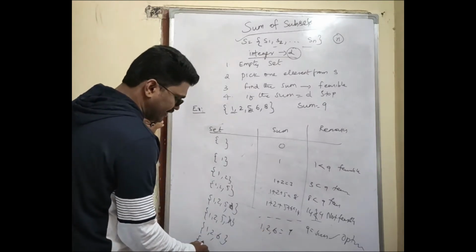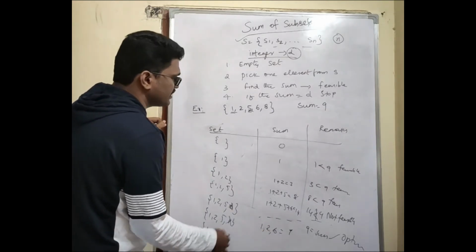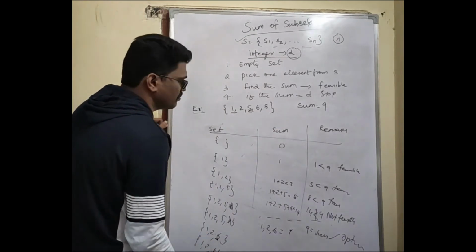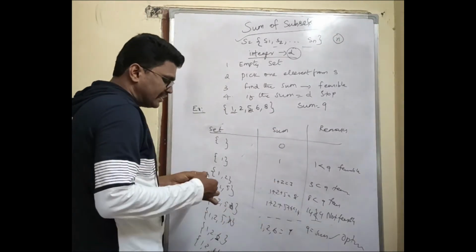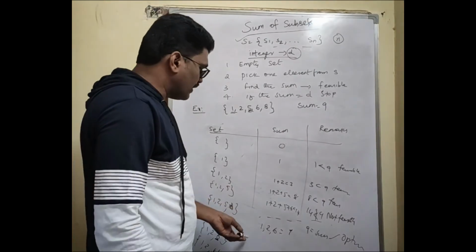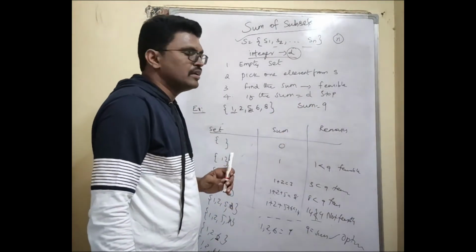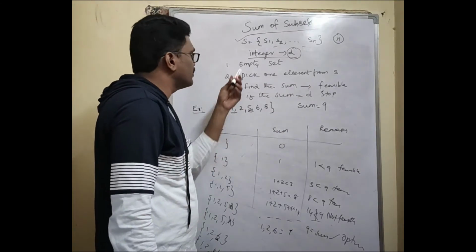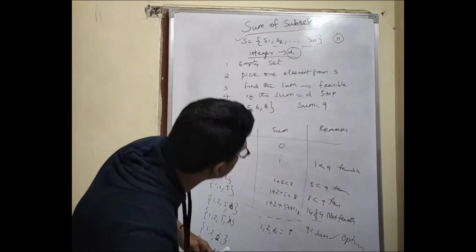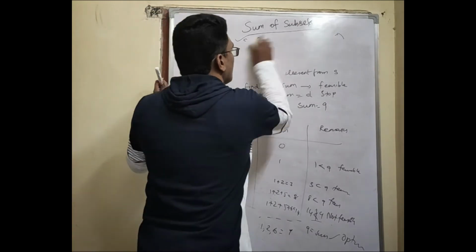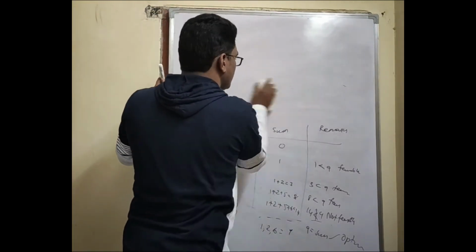Similarly, I can try the other alternatives. Instead of putting 6, can I put 8? It's not possible. Like this, you'll be finding the subsets which are equivalent to the given sum. As we said previously, backtracking always uses a state space tree. Now, we are going to see how to draw the state space tree for this.